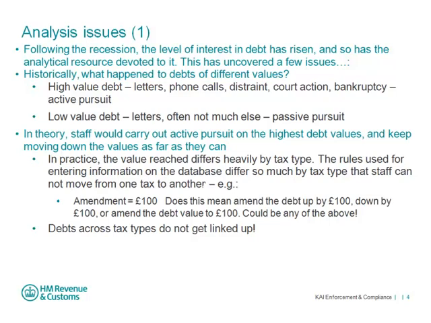Just to give an example, if you're entering onto a database an amendment of £100, depending on which tax you're talking about, that could mean amend the debt value up by £100, down by £100, or to £100, hence the problems. The other issue is that debts do not get linked across tax types. This is something that is being worked on, has been being worked on in various different ways for years, but currently we don't automatically know if the same company owes us money on VAT and corporation tax, for example.